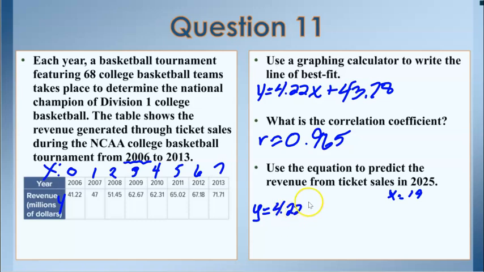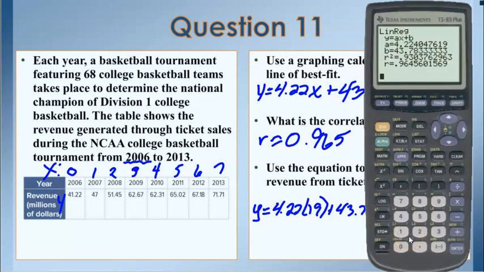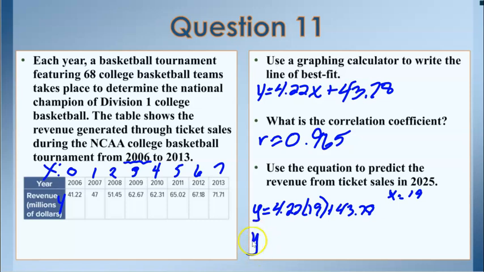So we have 4.22 times 19 plus 43.78. We can easily put this in our calculator. So we have 4.22 times 19 plus 43.78. That's going to give us 123.96. Now, again, this is in millions of dollars. So this is not $123.96. This is all in the millions.